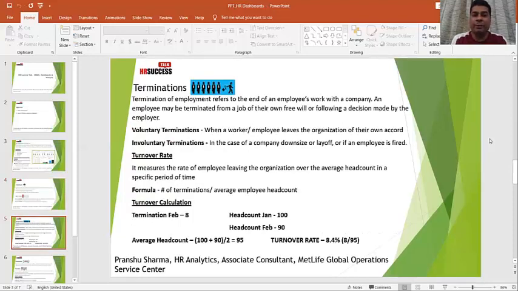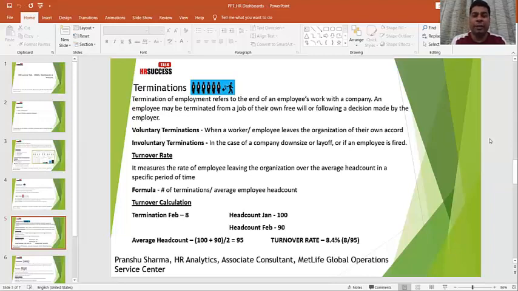Now, a very interesting topic: termination. Termination of an employee refers to an end of the employee's work with a company. Any employee either can be terminated by an organization or an employee, as per his willingness, can leave the organization. So basically there are two types of termination, voluntary and involuntary. Voluntary termination is where an employee leaves the organization as per his wish or of their own accord. Involuntary termination is where an employee is fired by the organization during a downsize or layoff.